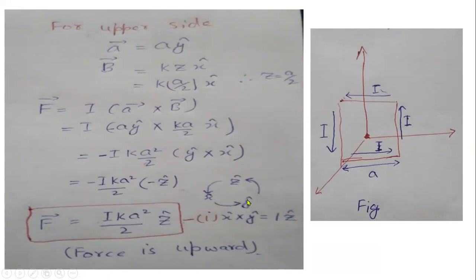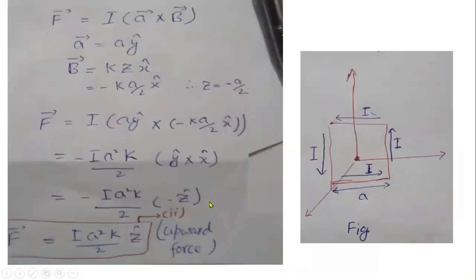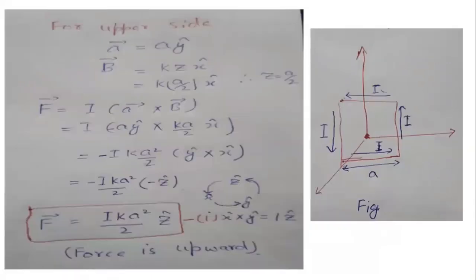As you can see from here, ŷ cross x̂ is the cross product of unit vectors, and it is equal to minus ẑ. And so F is equal to I k a² divided by 2 into ẑ. Because multiplying these two negative signs, we get the force along the z direction, having no negative sign. So force is along the z direction, which means that the force acting on this side is upward.